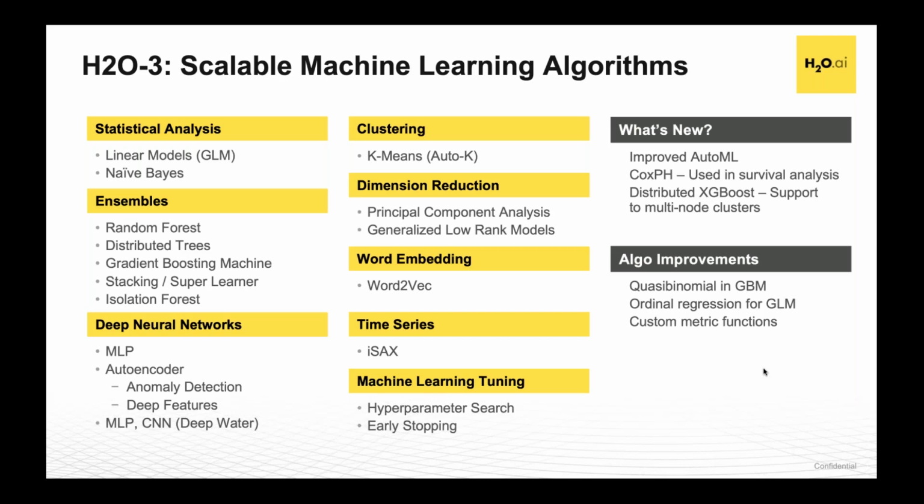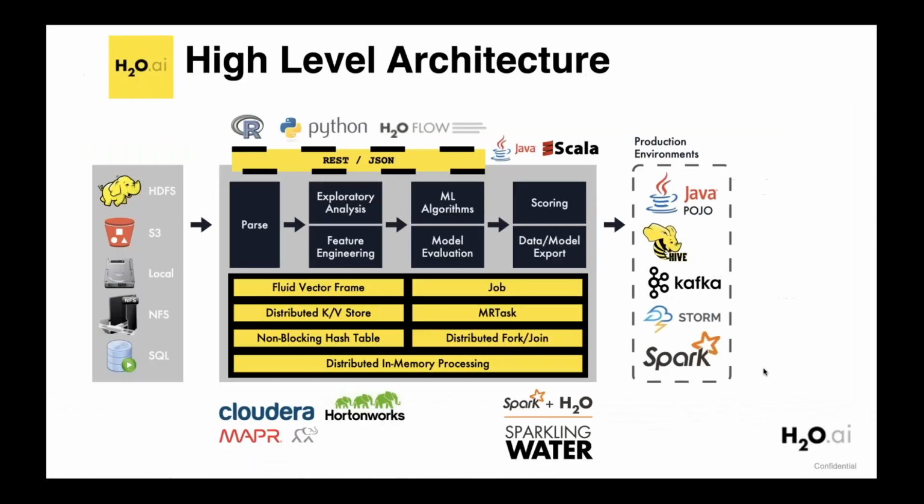What's the latest addition? In case you have already followed H2O-3, we've improved AutoML significantly. We've added new portions for CoxPH algos, have distributed XGBoost, support for multi-node clusters, and have done some minor improvements in some of the algos. Let's have a look at the overall picture.